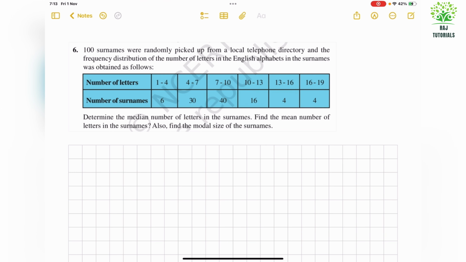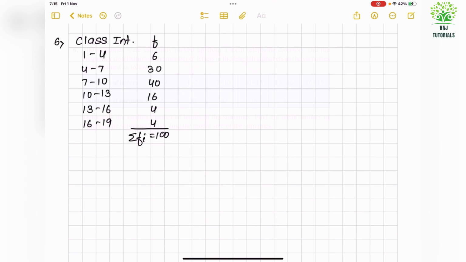Now 6th sum says 100 surnames were randomly picked up from a local telephone directory, and the frequency distribution of the number of letters in the English alphabet in the surname was obtained as follows. Determine the median number of letters in the surname. Find the mean number of letters in the surname. Also find the modal size.